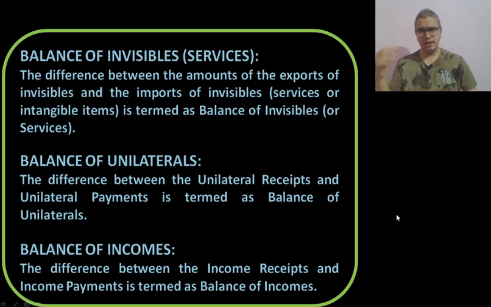We just have to keep in mind that in case of balance of trade, what we actually did was take the value of whatever money we were receiving from exporting goods, and reduce the value of whatever goods were being purchased by India, and we got the balance of trade. In a similar way, export of services minus import of services will be known as balance of invisibles or balance of services. Unilateral receipts minus unilateral payments will give us balance of unilaterals. And income receipts minus income payments will give us balance of incomes.